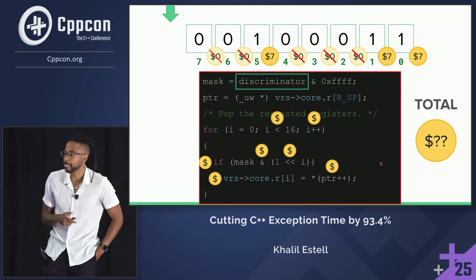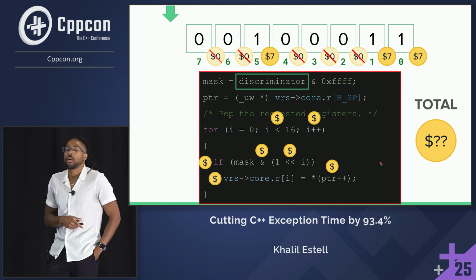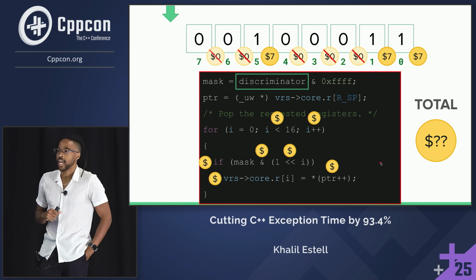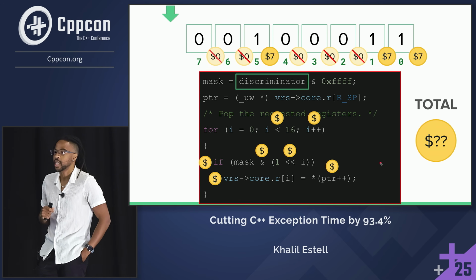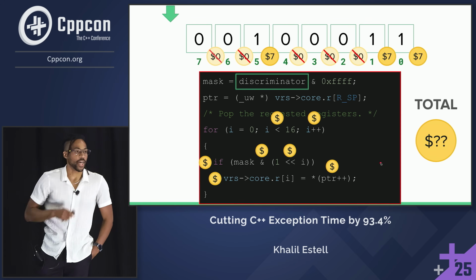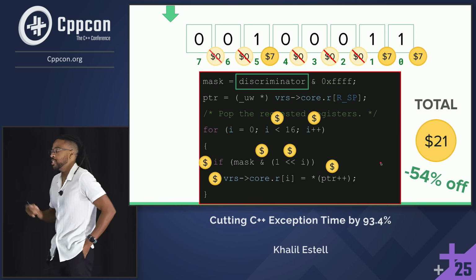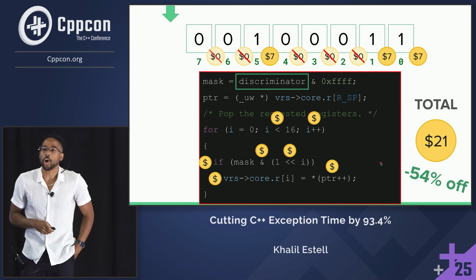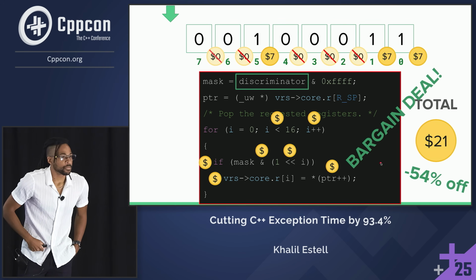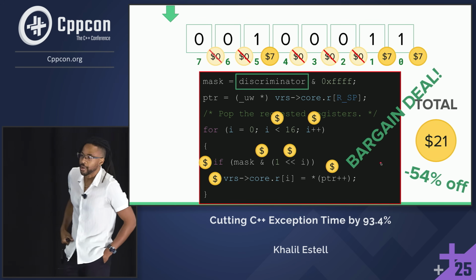Okay, cool. But what if I could just eliminate all the zeros? Because they're not doing anything useful for me. I don't need to look at them. I just need to look at the ones. How could we do that? Because if we could do that, we could bring the runtime down to, or the operations down to 21. That is 54% off. That is a bargain deal. So how do we get that bargain?